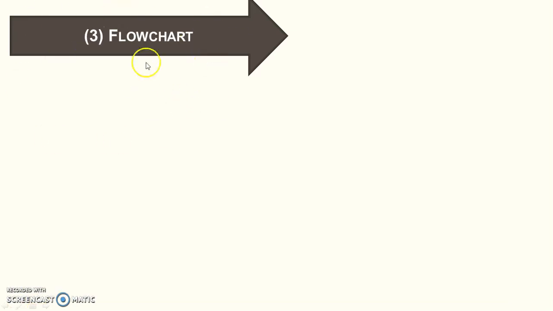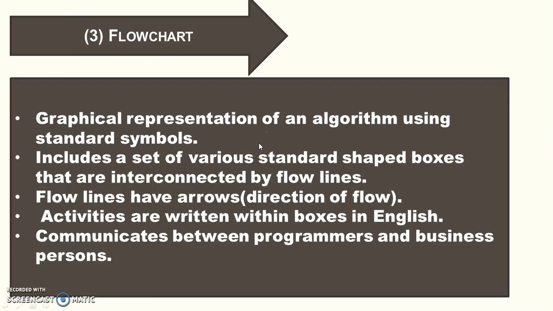So our third step is to draw a flowchart. That also we had discussed in our previous example. A flowchart is nothing but the graphical representation of your algorithm using standard symbols that include a set of various standard boxes interconnected by flow lines. Flow lines have an arrow that represents the direction, such as up, down, left, right, etc. The activities are written within a box in the English language, and this will be a communication medium between the programmer and the business person. So the next step is coding.